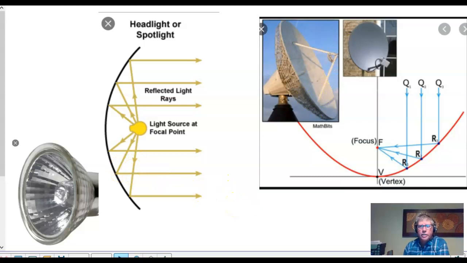A satellite dish is the same thing. All these waves are coming in and they hit, and then they're focused right at that focal point. I don't know where the focal point is on that one, but that's how those things work. It's worth looking at if you're into science, engineering, or just want to drive a car and know. That's kind of cool.